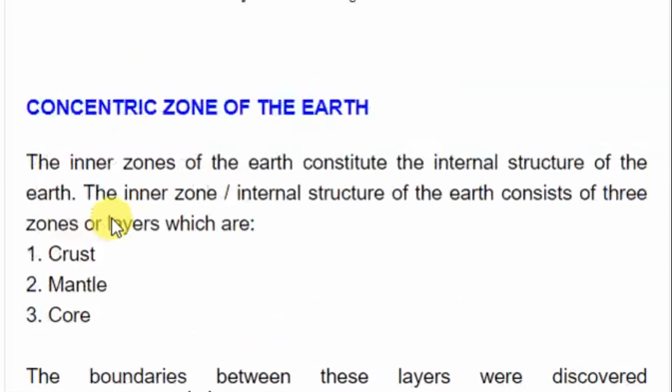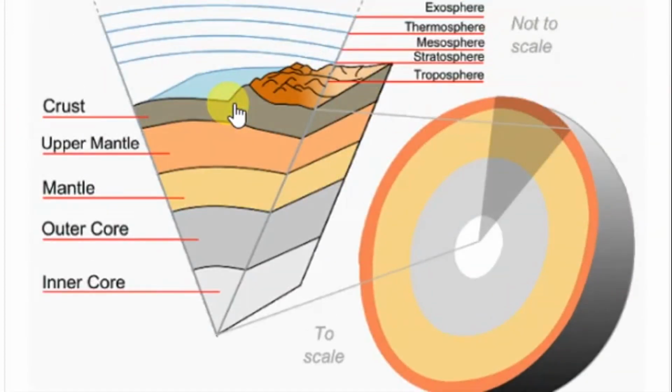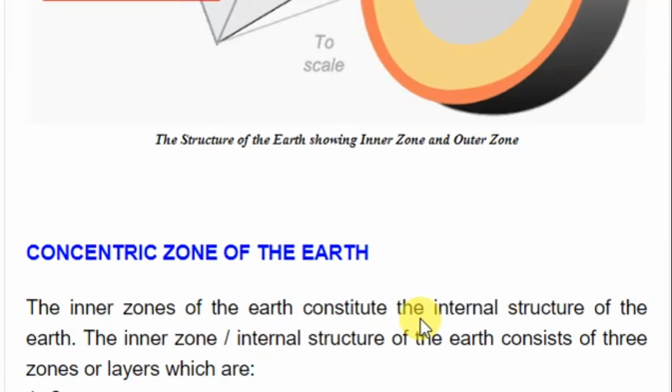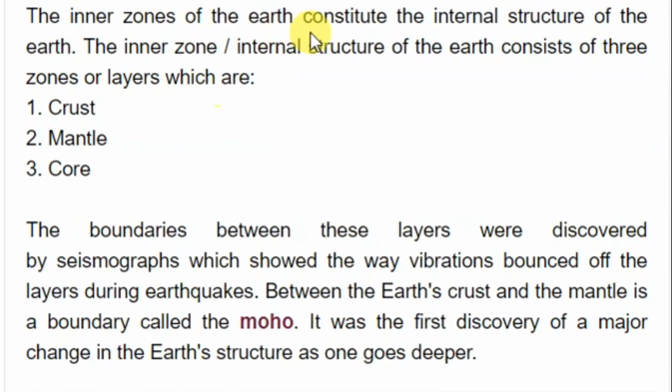Now, let's start discussing the concentric zones of the earth. When we are saying concentric, it is because of the arrangement of these zones. Hizi zone unaziona zimezunguka hivi. Huku kuzunguka ndo ambako tunaita nini? Concentric. That means earth inakuwa sphere, then hizi zones zinazunguka ndo tunaita concentric. Now, the inner zones of the earth constitute the internal structure of the earth. The internal structure consists of three layers, which are crust, mantle, and core. Three major layers: crust, mantle, and core.